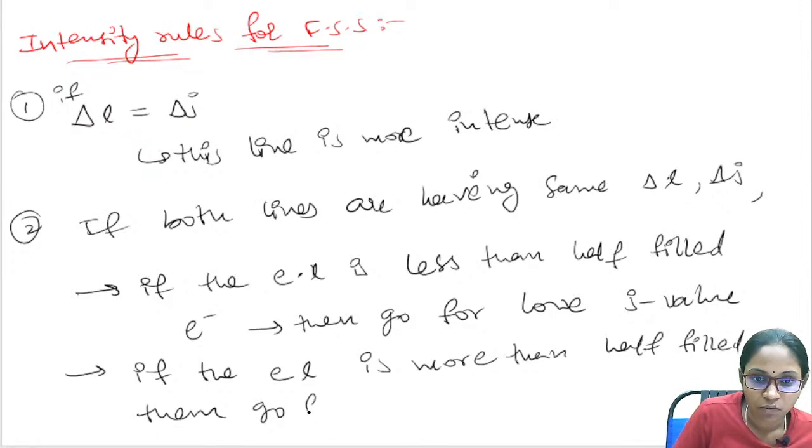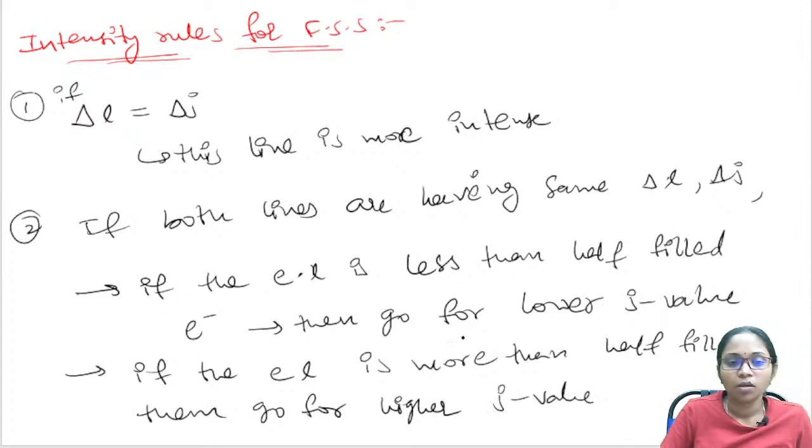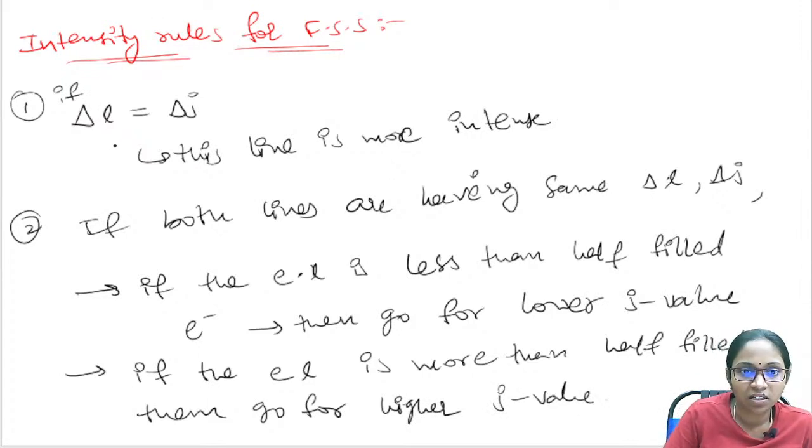Go for higher J value. That means if a single line contains the same delta L and delta J values, that line is more dense. But if both the lines contain the same delta L and delta J values, then you have to check whether the orbitals are less than half filled or more than half filled with electrons. How to check this?